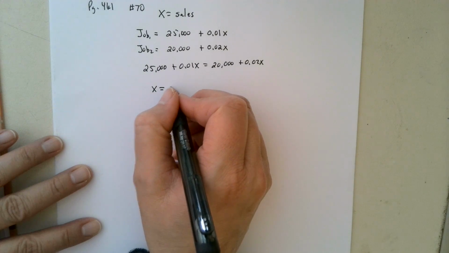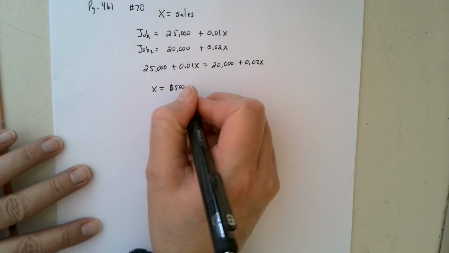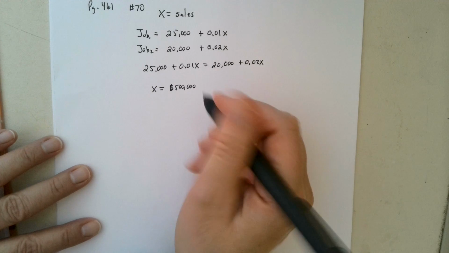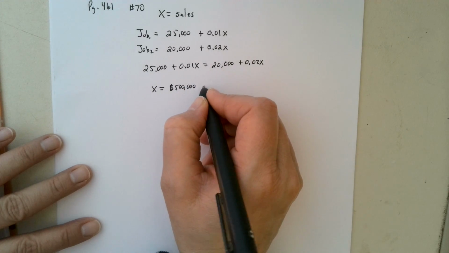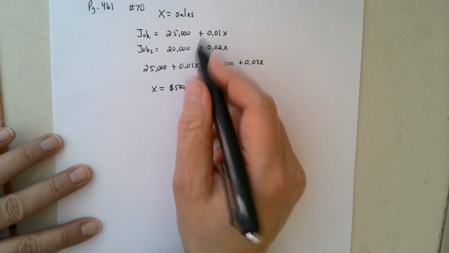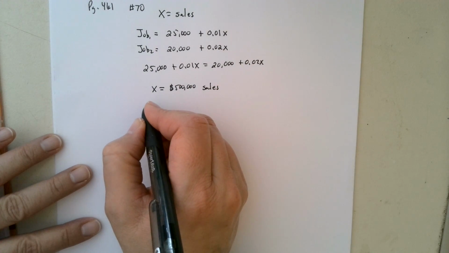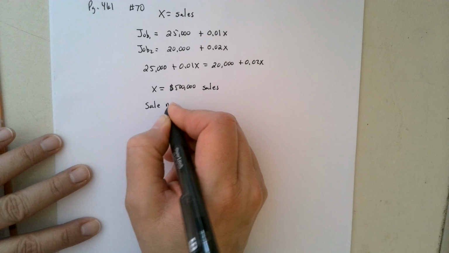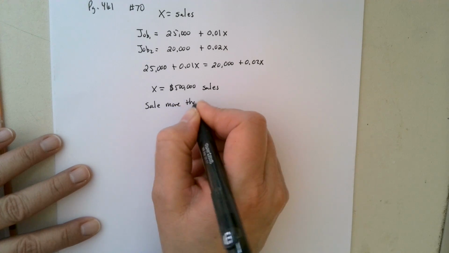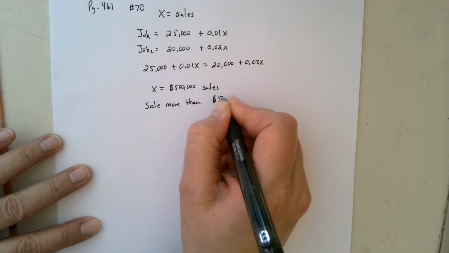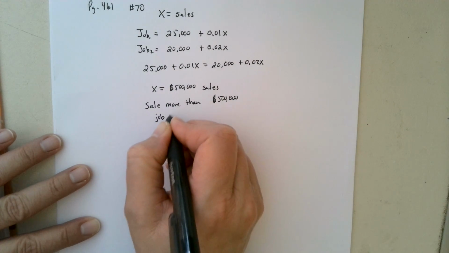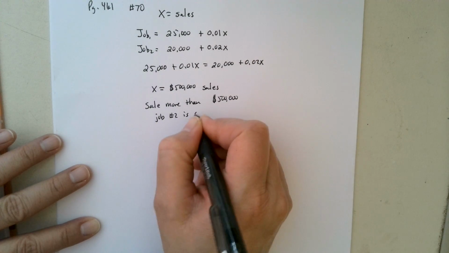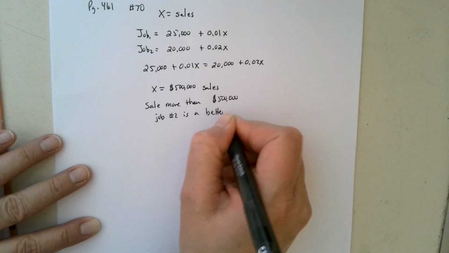And I'm just going to go ahead and put that down here. And so basically x would be $500,000. So if you sold $500,000 in sales, the two jobs would be equal. So if you could sell more than $500,000, job number two is a better deal.